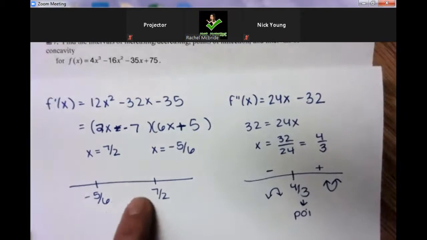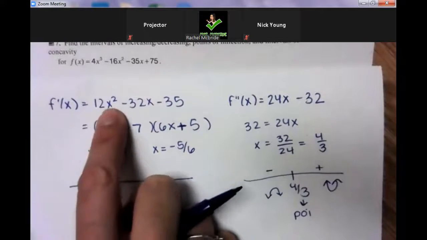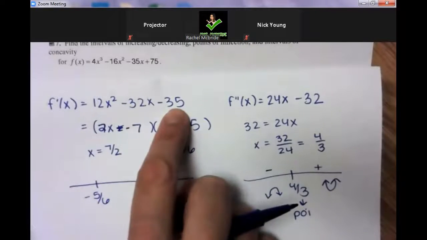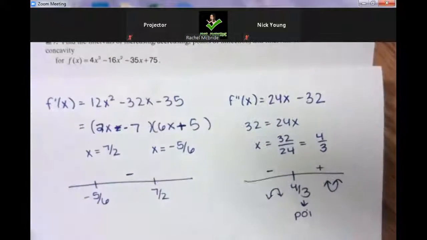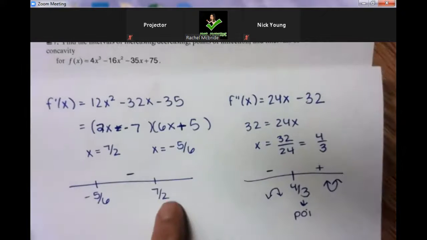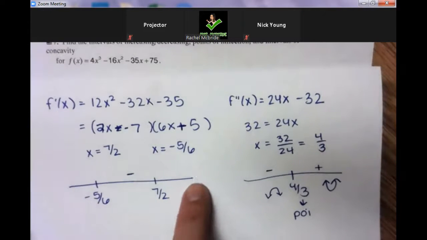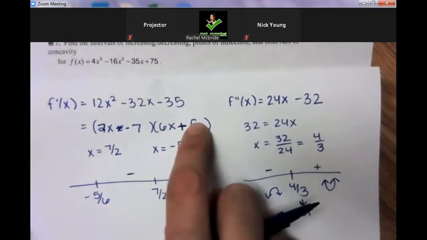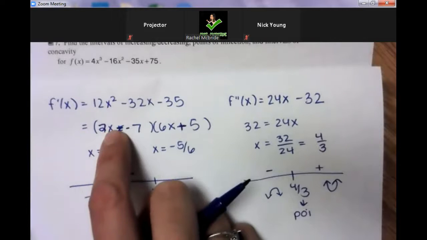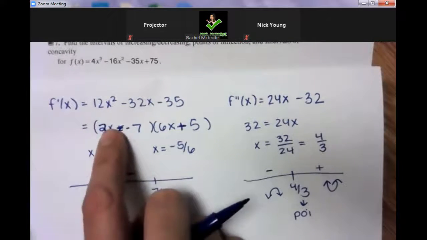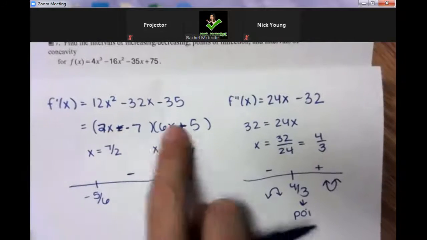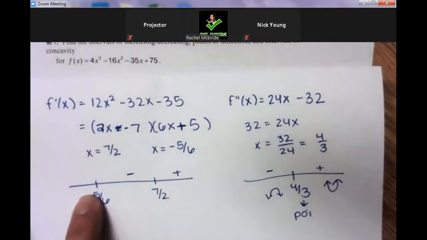Over here, 0. Plug it into the original just because that's easiest in my opinion. You get a negative. So 7/2 is like 3.5, so maybe I plug in 5. So 6 times 5 plus 5 is positive. 2 times 5 is 10. 10 minus 7 is positive.